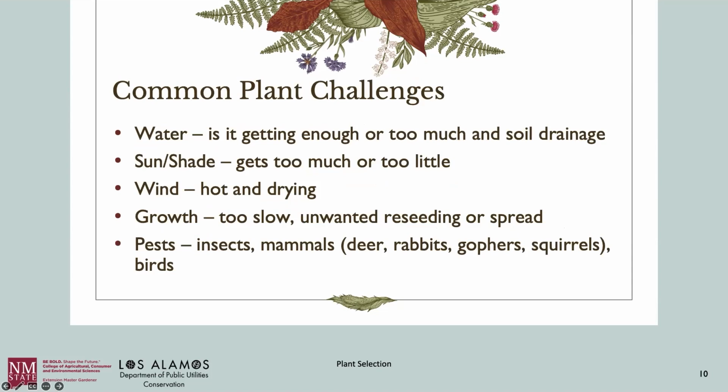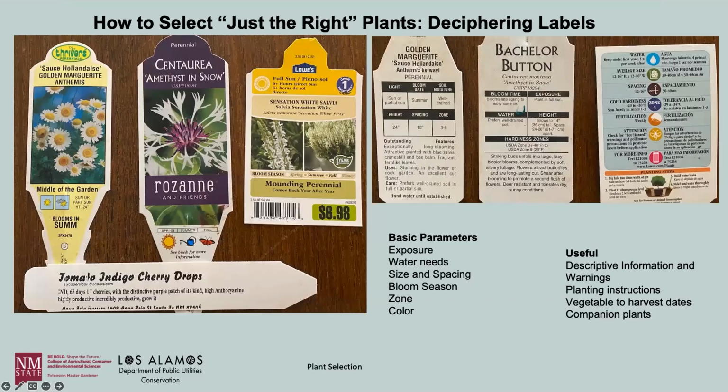It's going to tell us how much water it needs. It's going to tell us how much sun it needs. It's going to be either tolerant of exposure of hot and drying wind or not. And it might either attract pests or be resistant to certain pests. So the trick for that is to match what the area provides with what the plant needs.